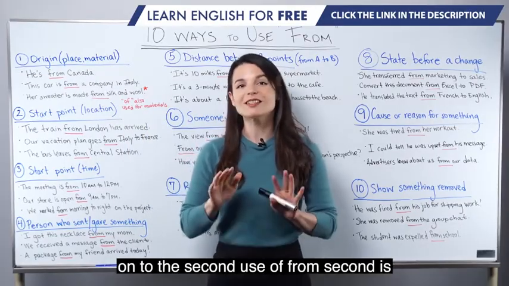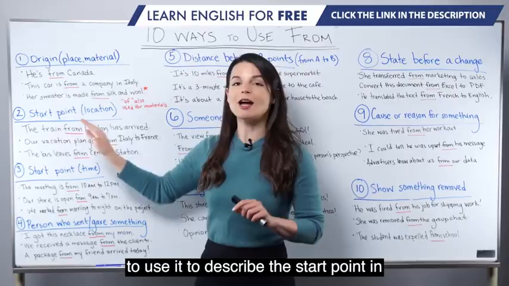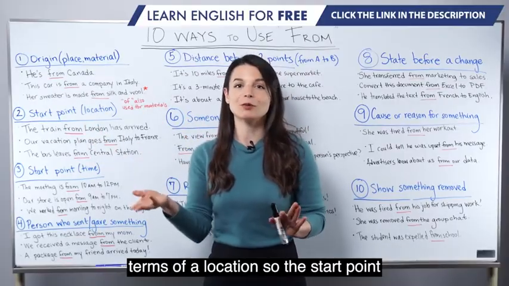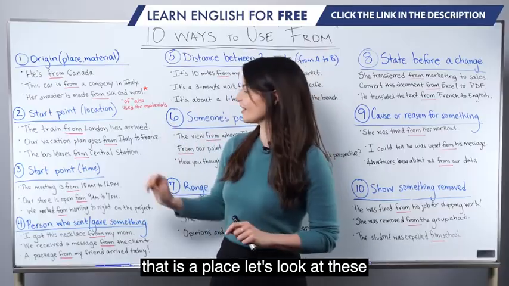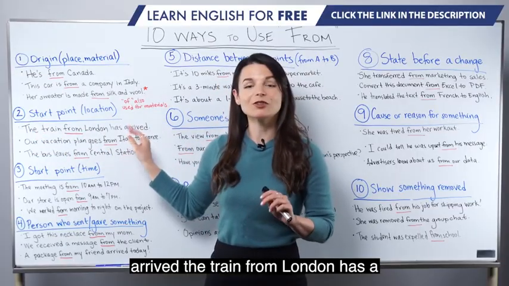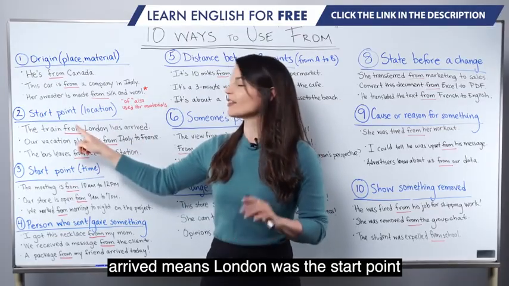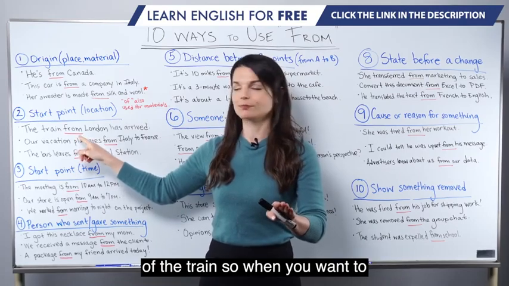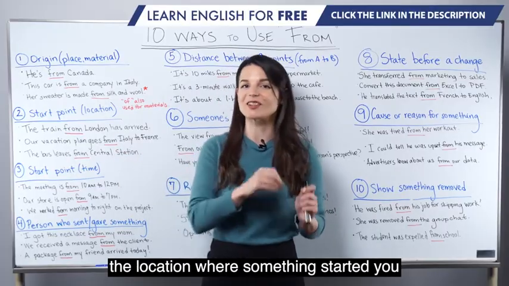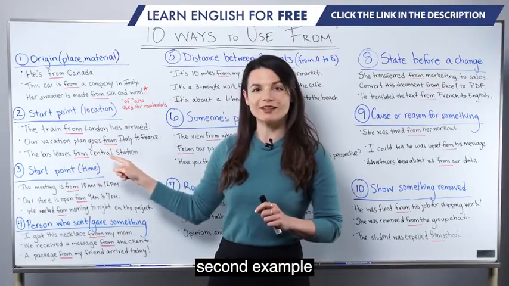Okay, let's move on to the second use of from. Second is to use it to describe the start point in terms of a location. So the start point, that is a place. Let's look at these examples. The train from London has arrived. The train from London has arrived means London was the start point of the train. So when you want to describe the starting point of somewhere, the location where something started, you can use from before it.